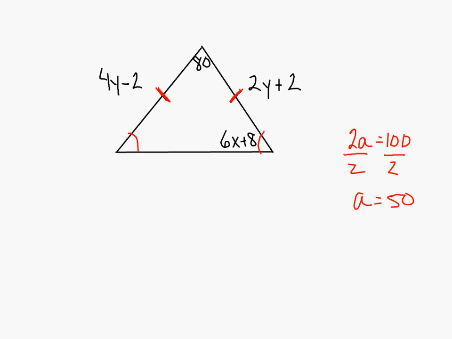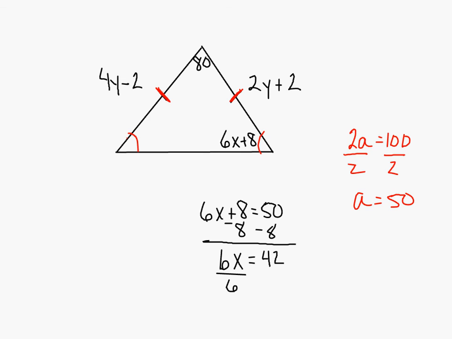So what does 6x plus 8 have to equal? Good, 6x plus 8 equals 50. Subtract 8 from each side, and 6x equals 42. Divide each side by 6, and x equals 7. So these congruent marks give you a lot of information. They tell you that the angles opposite those are congruent.